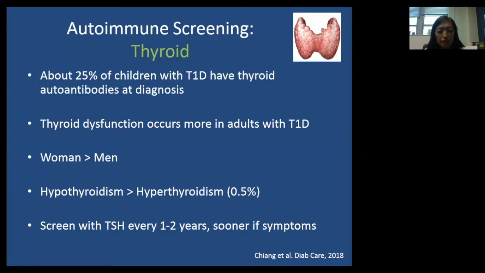The screening test is with a TSH, a thyroid stimulating hormone, every 1 to 2 years, sooner if they have symptoms. And certainly you can test them with thyroid peroxidase antibodies at diagnosis of type 1 diabetes as well, as recommended by our guidelines.